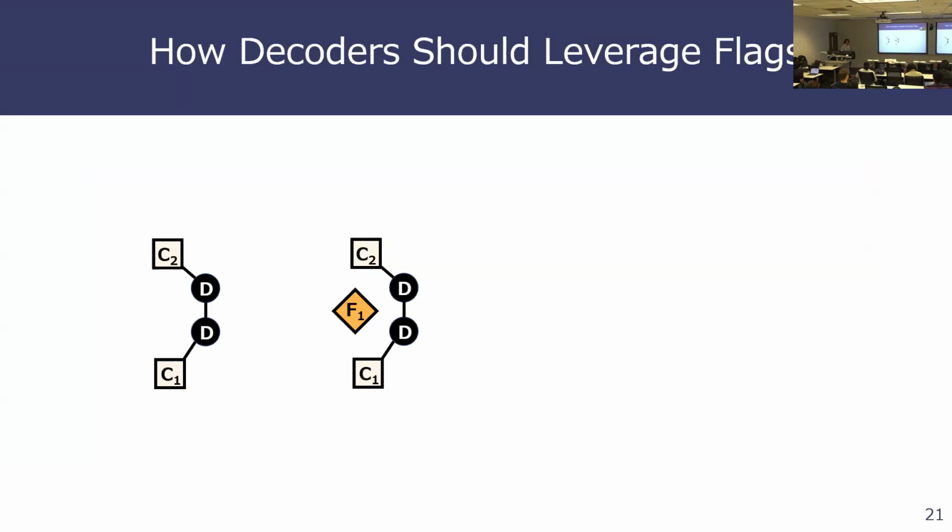So let's first think about how we should leverage flags. In my prior example, you could have an error event, and you can have the same error event, but flagged. Here's an example where we have the flagged error event of a propagation error, a 2-qubit error, and we also have just a normal 2-qubit error. This is not a propagation. And each of these will have different probabilities.